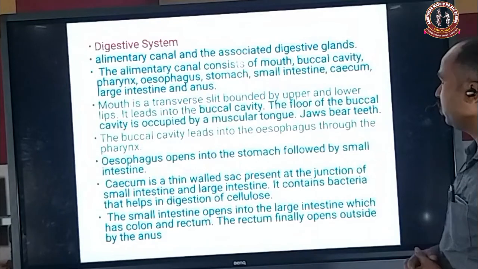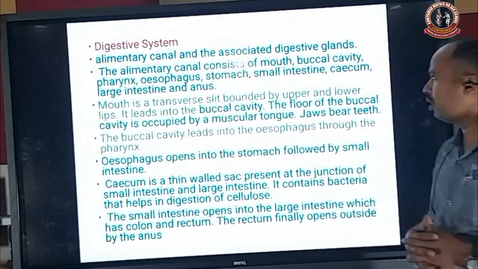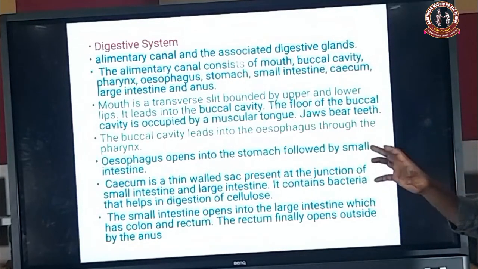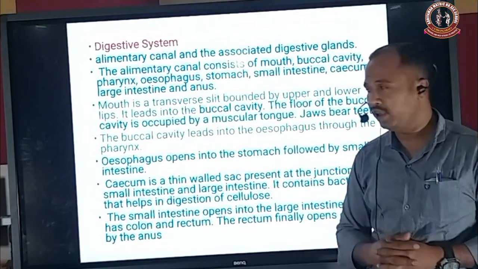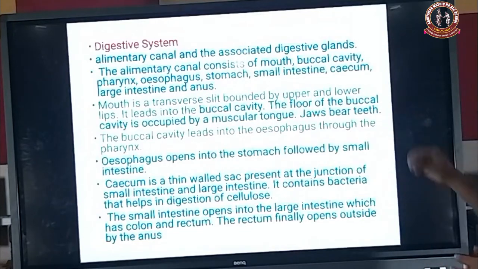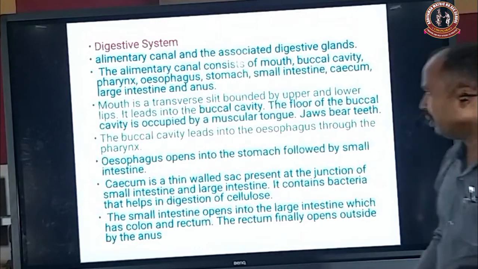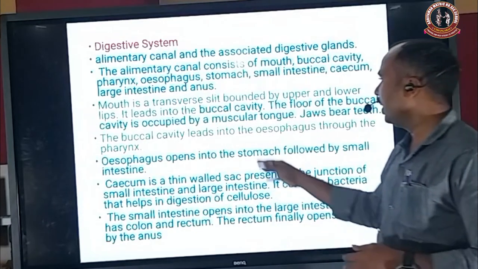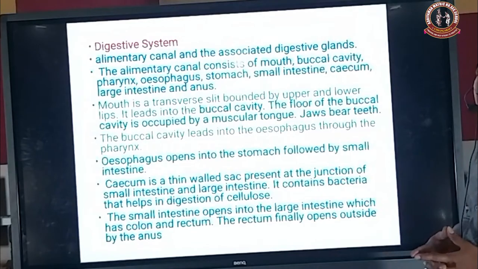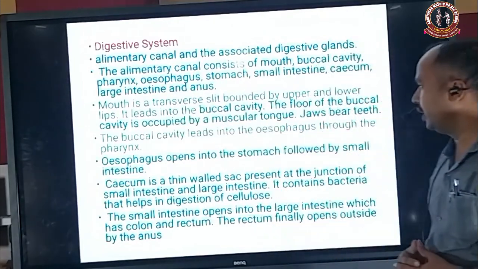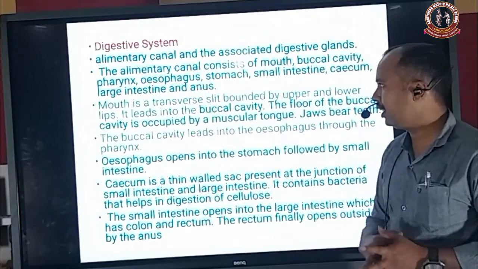The mouth is a transverse slit bounded by the upper and lower lips. It leads to the buccal cavity, which is located after the mouth region. The floor of the buccal cavity is occupied by the muscular tongue, and there are jaws with teeth. The buccal cavity leads into the esophagus through the pharynx. The esophagus opens into the stomach, followed by the small intestine. So first the mouth, then buccal cavity, pharynx, esophagus, stomach, small intestine, cecum, large intestine, and anus.